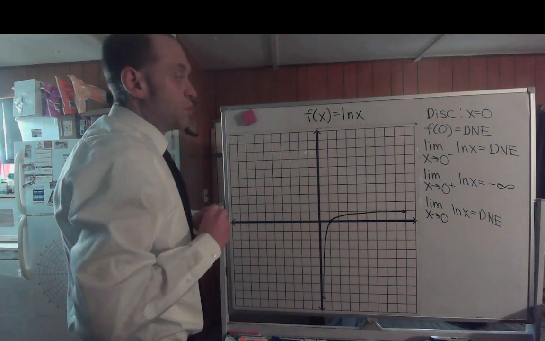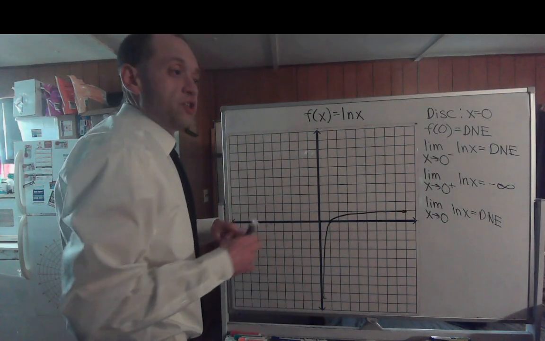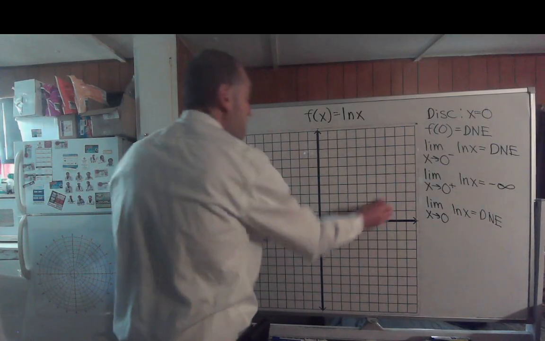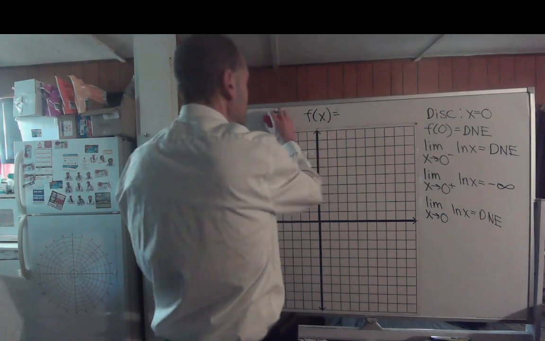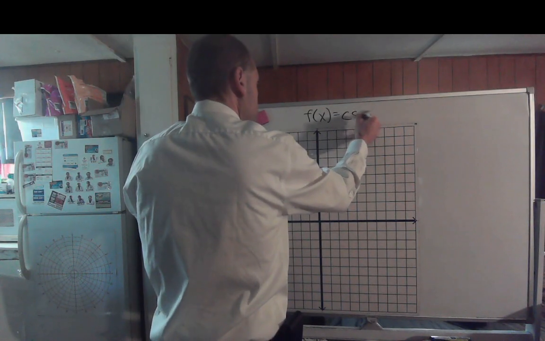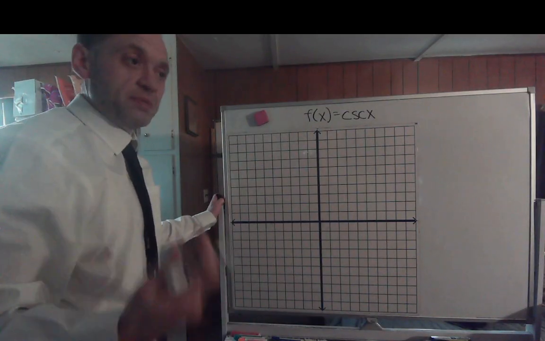And of course, what would it be if we didn't do a trig function? We definitely need to do a trig function. Let's pick f of x equals cosecant of x. Let's pick that trig function.